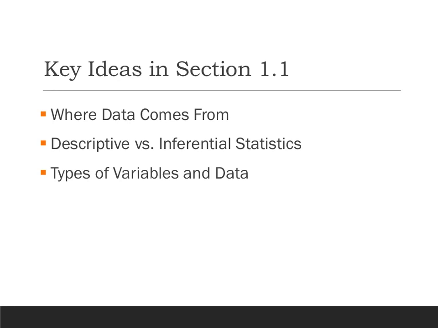Alright, so in section 1.1, and really just chapter 1 altogether, we've got a lot of definitions, and we're going to talk about where data comes from, and then also the difference between descriptive and inferential statistics. Over the course of the semester we're going to cover both of these levels of statistics, but we need to know what they are so we can understand when we're learning and what we're learning. And then also we're going to talk about the different types of variables in data, as well as the difference of what a variable is versus what data is. So we'll look at all of these things over the course of the videos for section 1.1.